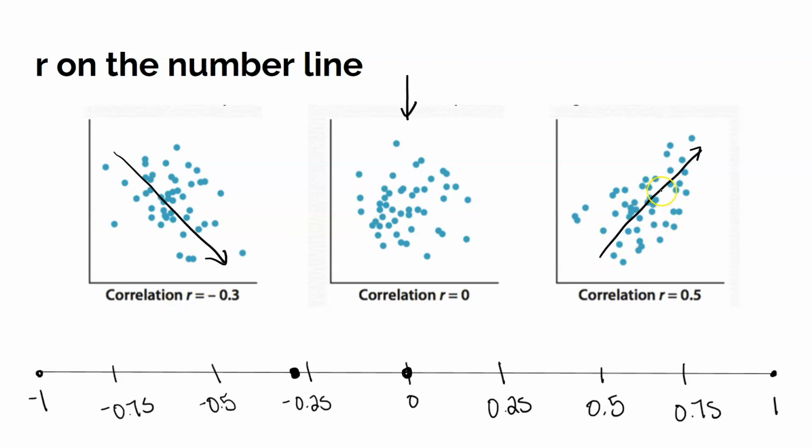The dots are a little bit closer together. You can see the trend. So it's a moderate relationship right here. So we would say this one is weak, this is no correlation, and this is a moderate. None of these are very strong.